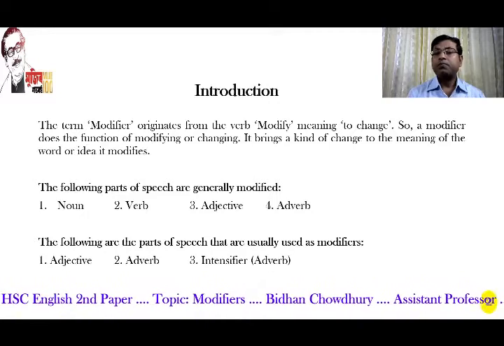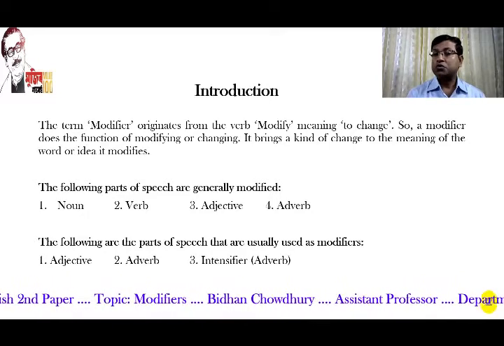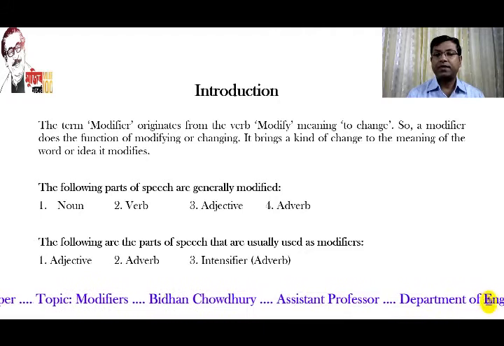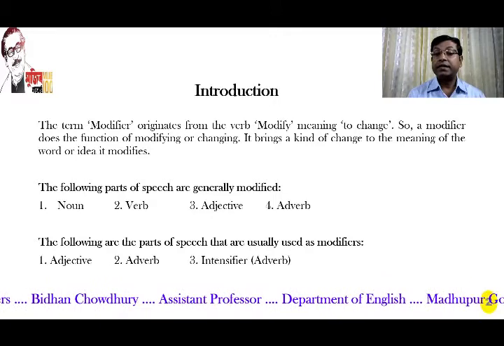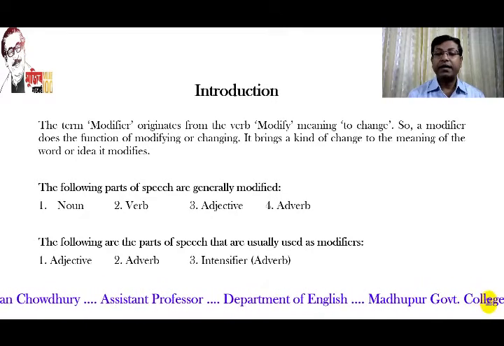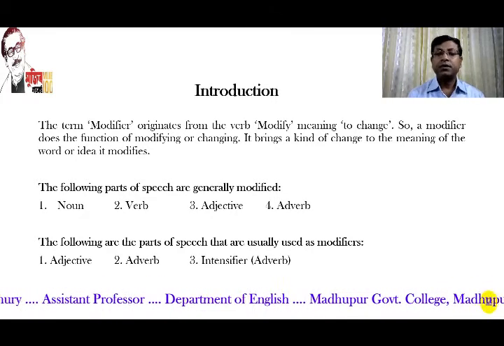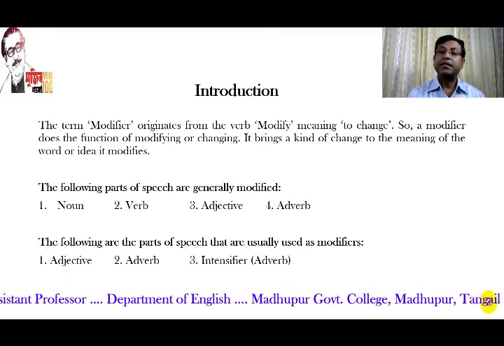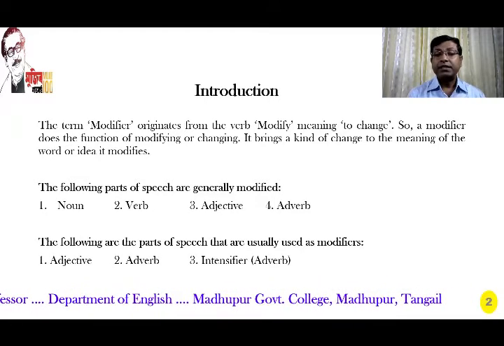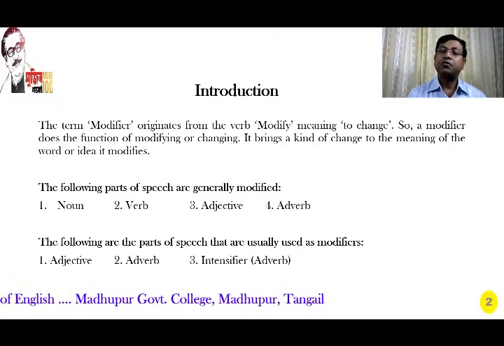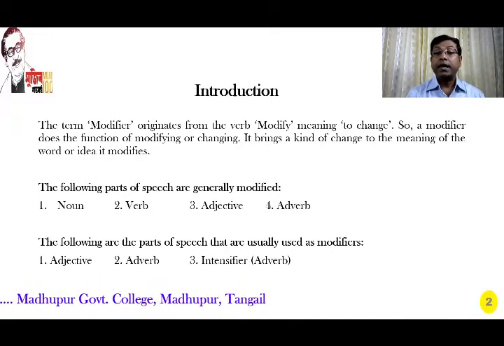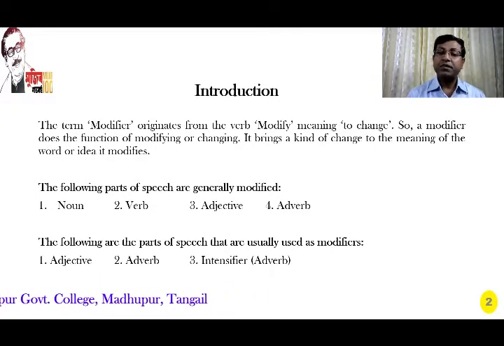And which type of words are used as modifiers? As you can see, the following parts of speech are usually used as modifiers, and these are adjective, adverb, and intensifier. Adjectives are used to modify nouns. Adverbs are used to modify verbs. Apart from these two types of parts of speech, adjectives and adverbs can also be modified.